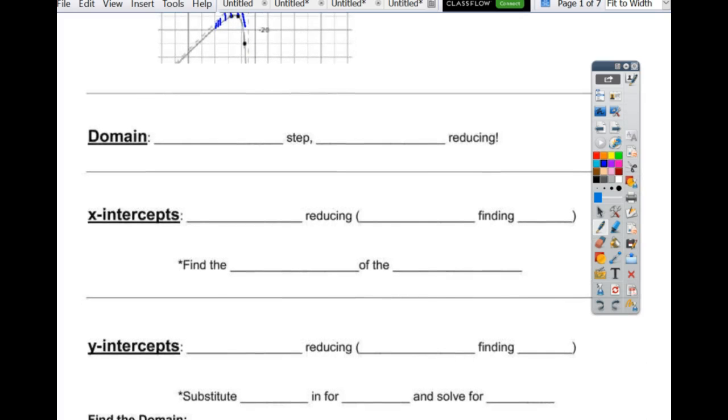Okay, so I want to go over a couple things then, what we're going to do today. Everything we did yesterday, we had to reduce first. So there is one thing that we're going to do before we reduce, and that's the domain. It's the first step before reducing. The domain is the first step before reducing.